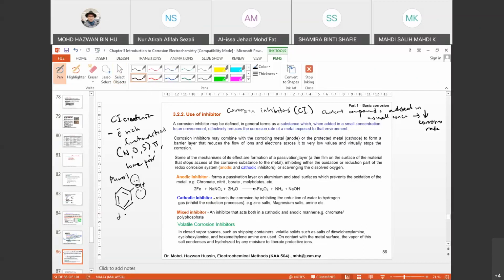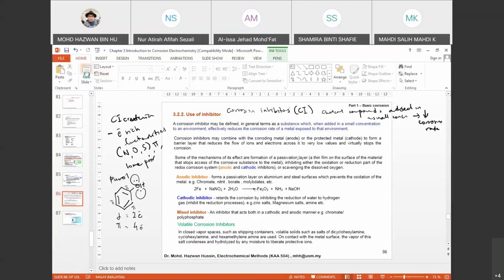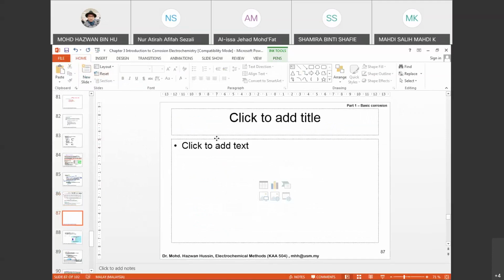You have 2 electrons, right? If you have a pi bond, then how many electrons are bonded? 4 electrons. So you have a pi bond over here, a pi bond over here, and a pi bond over here. So basically, it tells you that this bonding has more electrons. Then when you have more electrons, it will be useful for your inhibitors.